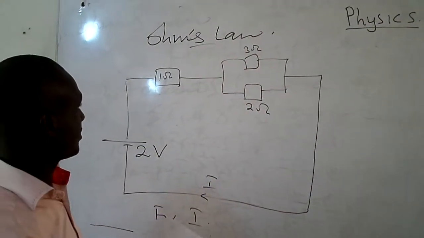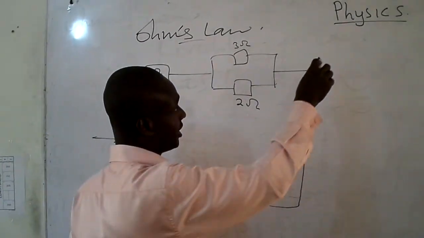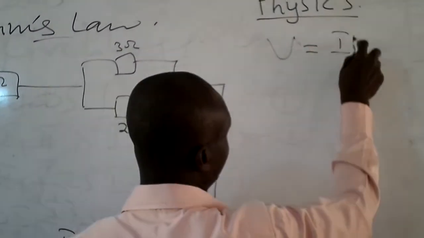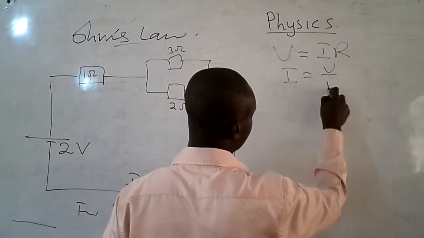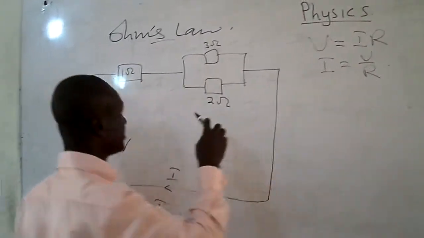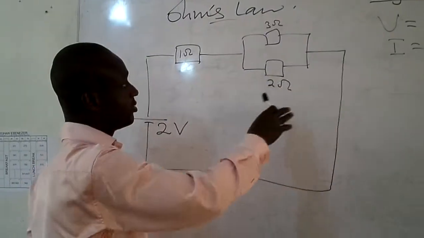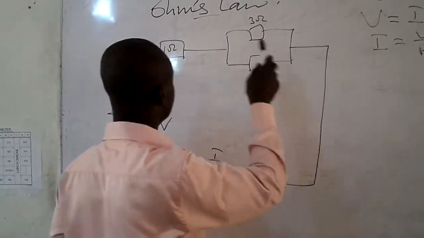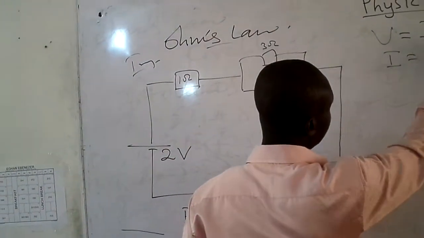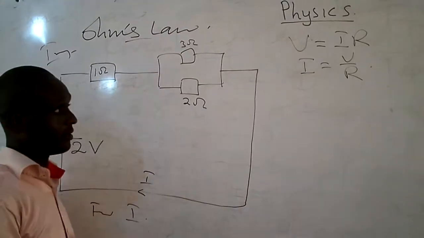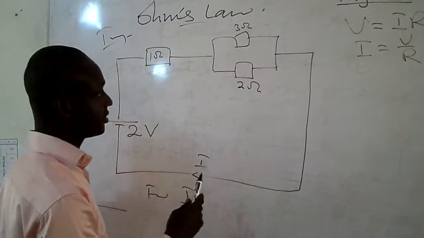Before you go through this work, you are supposed to find the effective resistance. As you are aware, Ohm's law: V is equal to IR. So your I will be equal to V over R. And this R we have here is the effective resistance, or total resistance, in the whole circuit. This was your trial work. Ohm's law: V is equal to IR and I is equal to V over R. And your R is the effective resistance, that is the total resistance in this circuit.